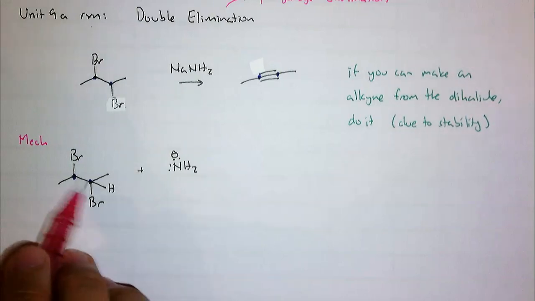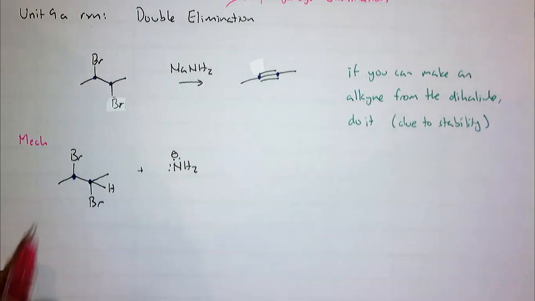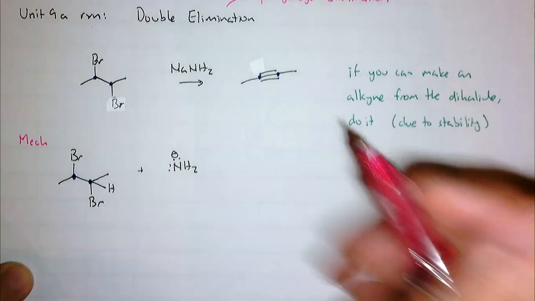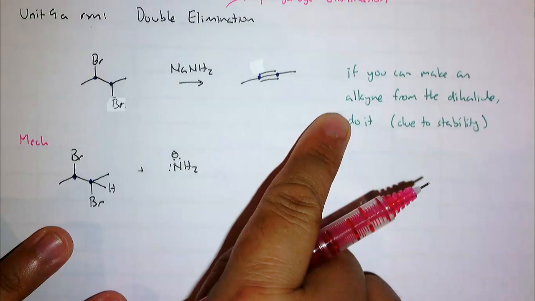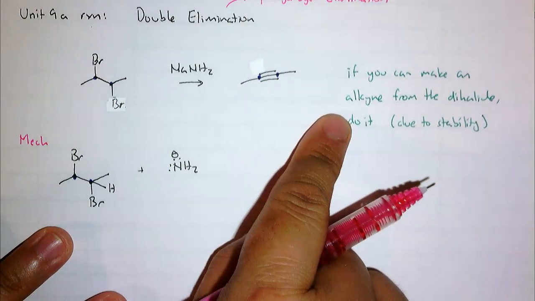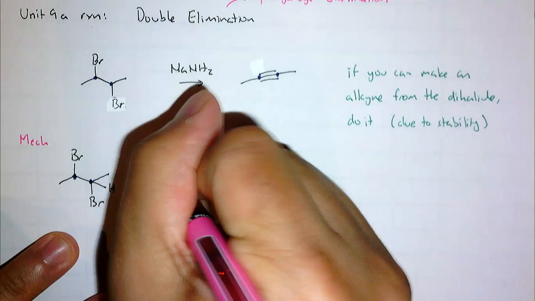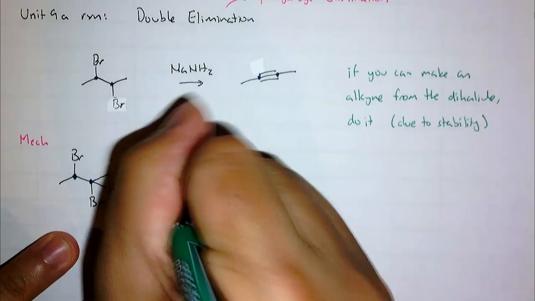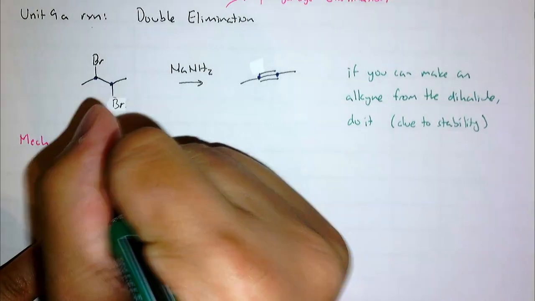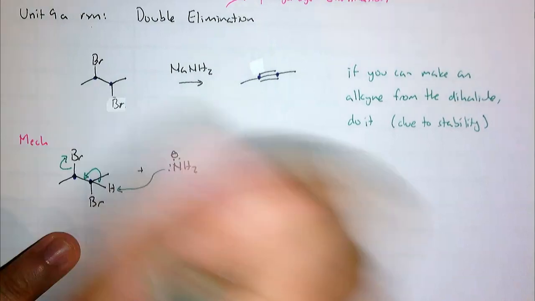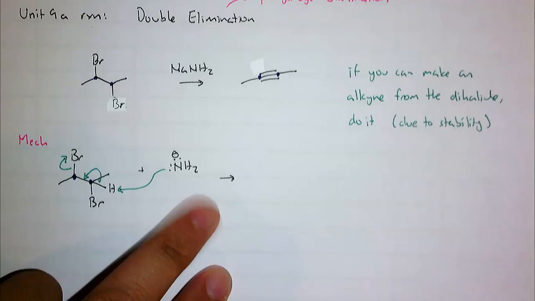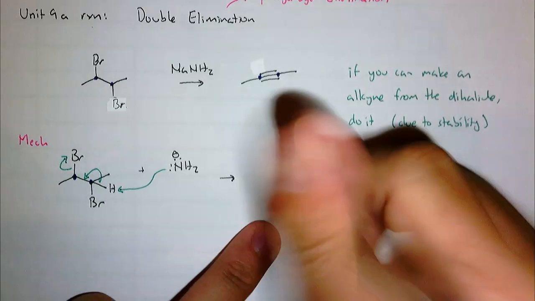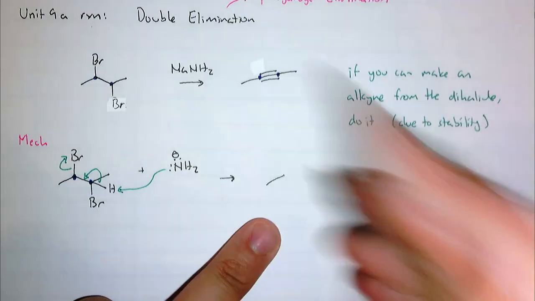stability-wise, a double bond in the middle is better than a double bond at the end because it's more substituted. Okay. And another thing is, again, we're just going to go with this rule. If you can make the alkyne, do it. Okay, enough talk. Let's get that. Oh, by the way, what kind of elimination is this? Is it E1 or E2? You have a strong base. You know that this is going to be an E2 mechanism.